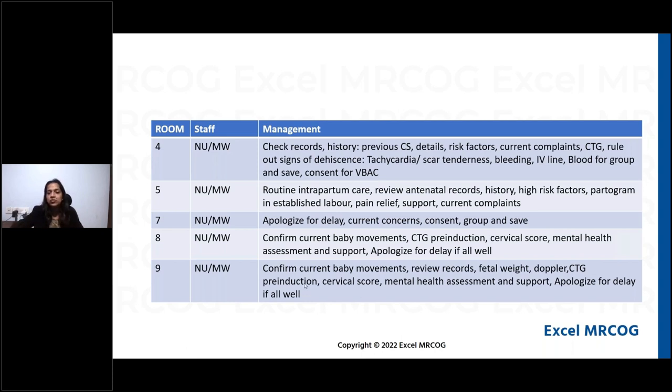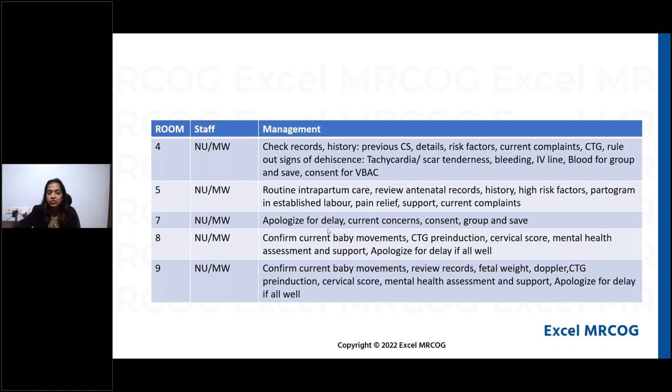Then there is a patient who is basically waiting for cesarean section, that is room number 7, okay? So here you would just say, check if there are any current concerns. Otherwise, you just apologize for the delay, check her consent, send her blood for group and save, and tell her that once the emergencies are taken care of, her cesarean would be done.